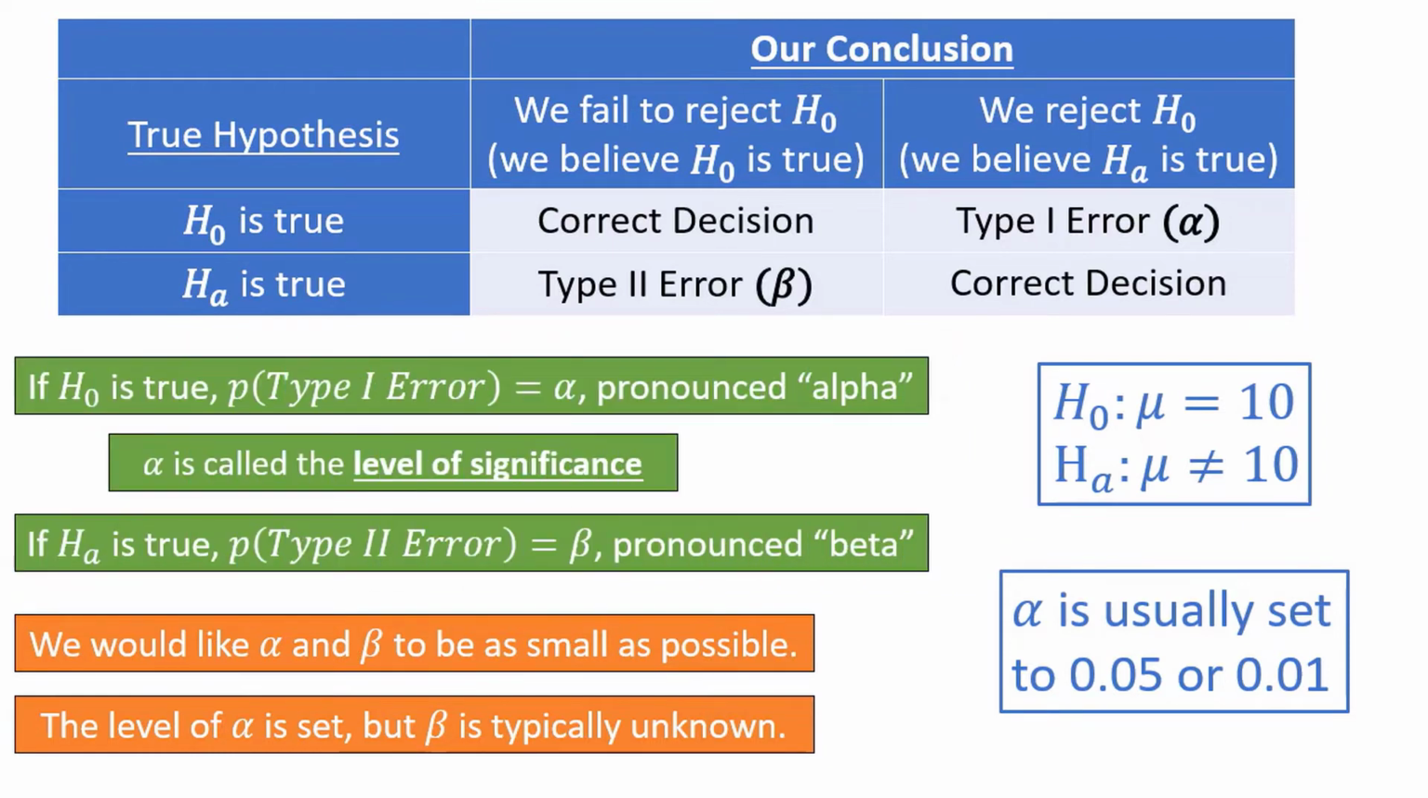The seriousness of a type 1 or a type 2 error depends on the situation, and there are many examples where type 2 errors are much worse than type 1 errors, or vice versa. Let's take a look at some examples.